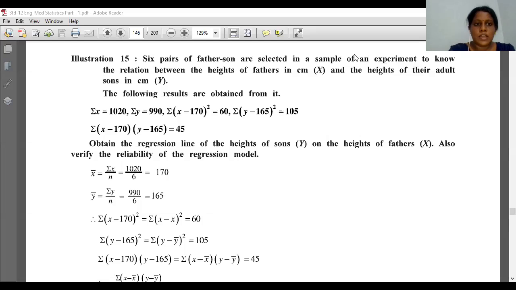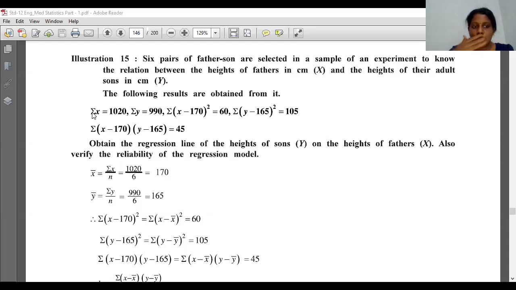So the question is, six pairs of father and son are selected in a sample of an experiment to know the relation between the height of father in centimeter, x, and the height of their adult son in centimeter. That is y. The following results are obtained from it.